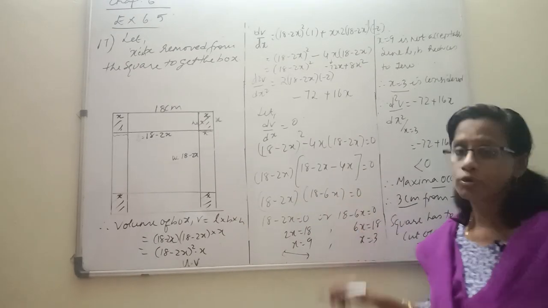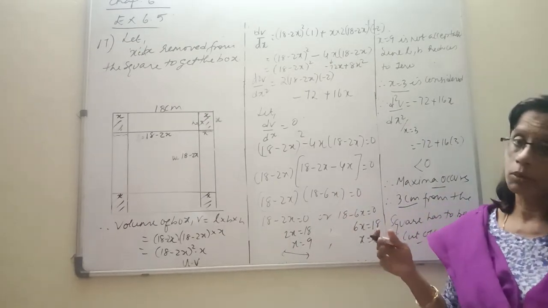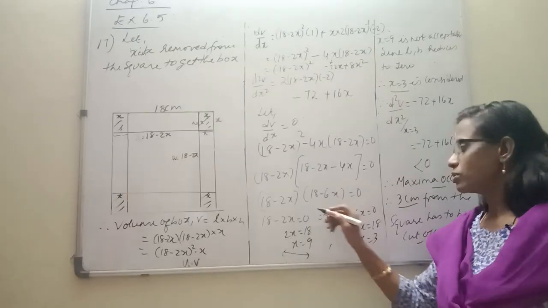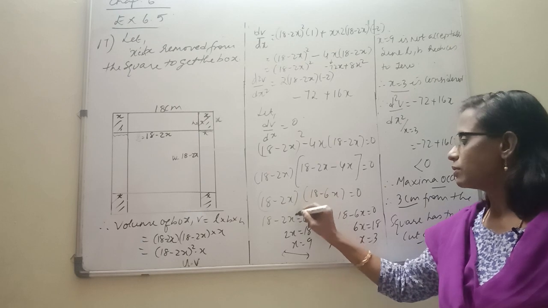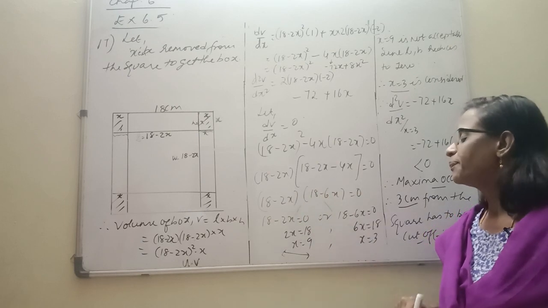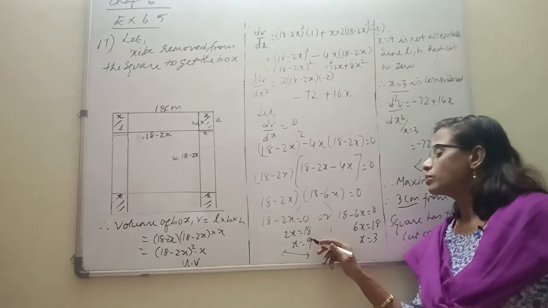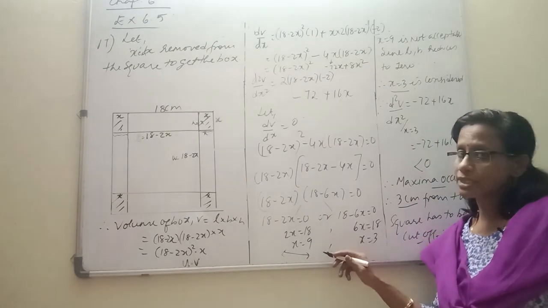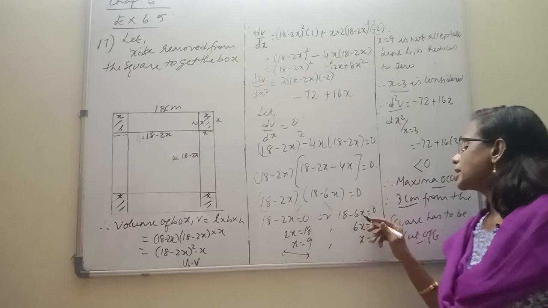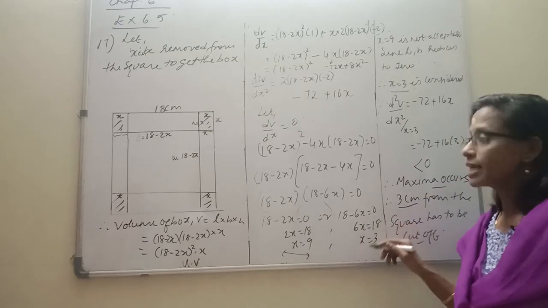You have two products becoming 0, which means each of them can be 0. So you have this becoming 0 and you have this becoming 0. Wherever 18 minus 2x is 0, you have 2x equal to 18, that means x equal to 9. And here 18 minus 6x is 0, 6x is 18, x is 3.